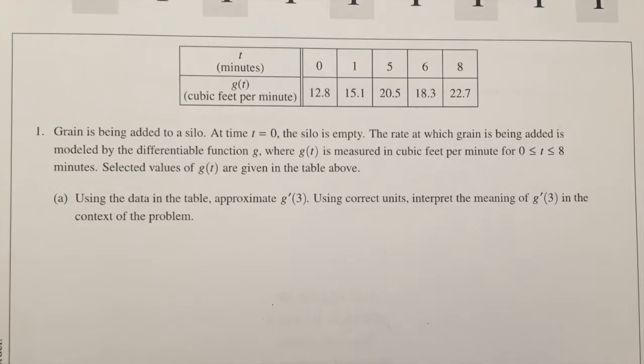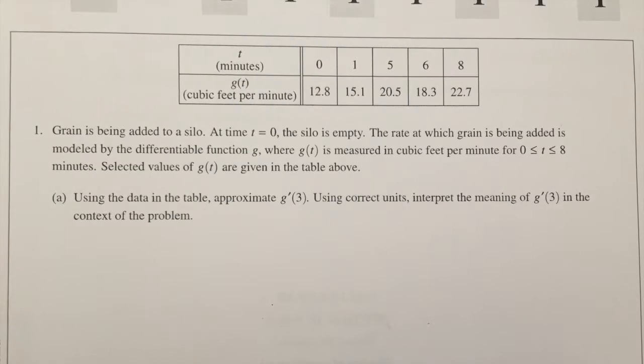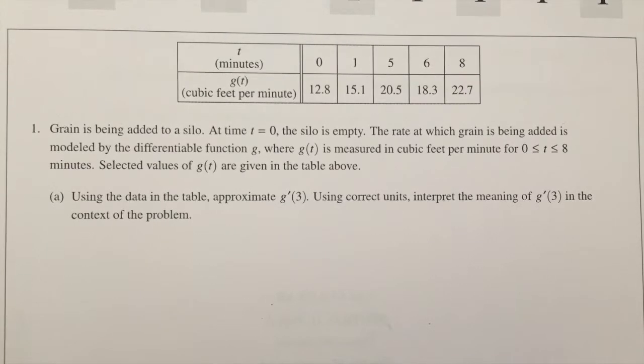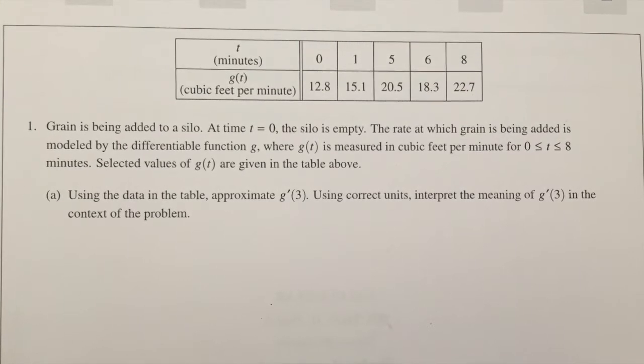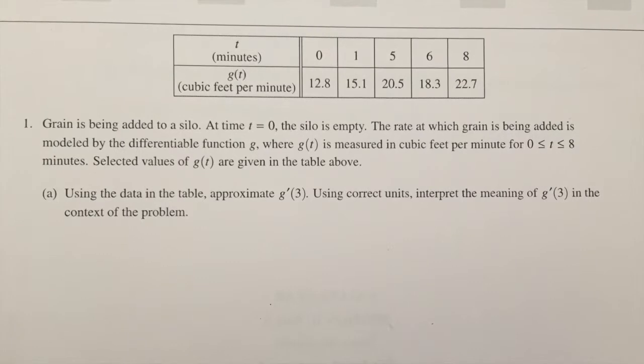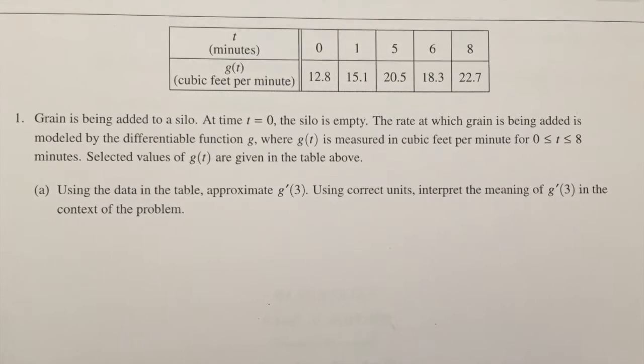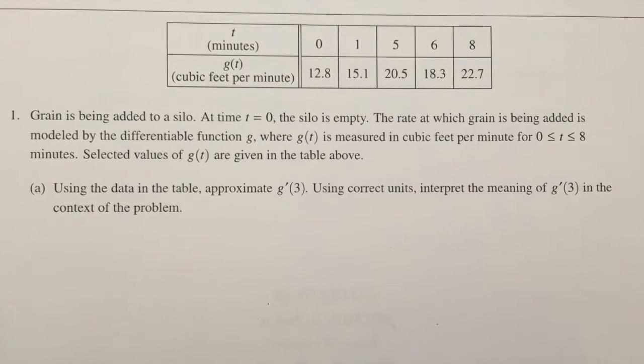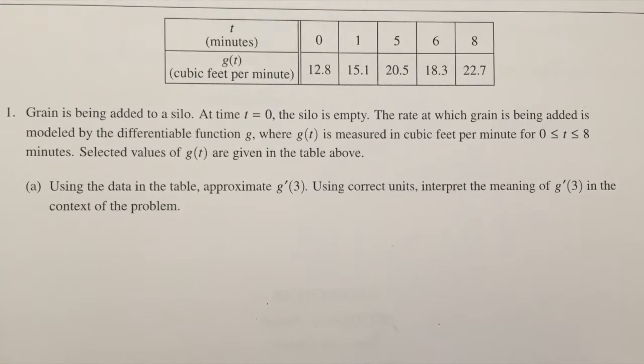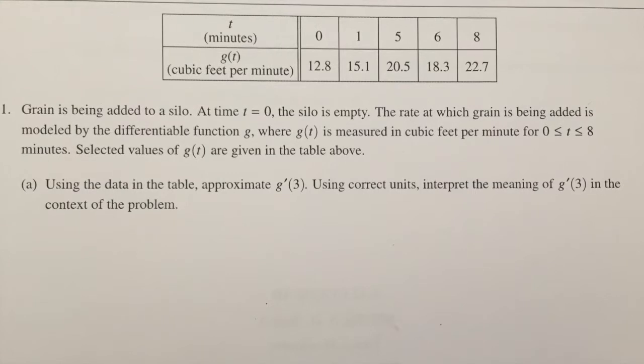Grain is being added to a silo. At time t equals 0, the silo is empty. The rate at which grain is being added is modeled by the differentiable function g, where g of t is measured in cubic feet per minute for 0 is less than or equal to t, less than or equal to 8 minutes. Selected values of g of t are given in the table above.